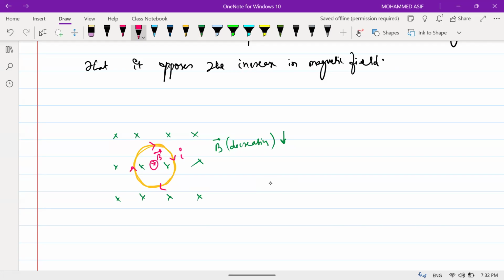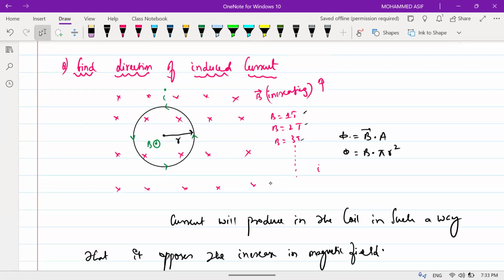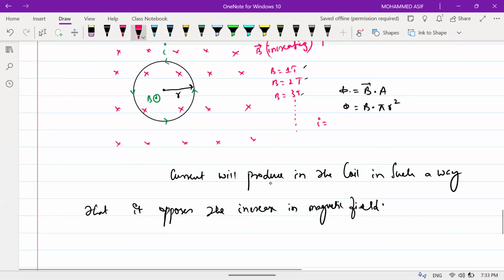Got an idea? So what is the direction of the current in this one? I equals your induced current. I equals induced current in which direction? Clockwise direction, when the magnetic field is decreasing. If the magnetic field is increasing, what is the direction of the current? I equals your induced current, in which direction? In anti-clockwise direction. Am I clear? Okay. Otherwise, it will get a condition.